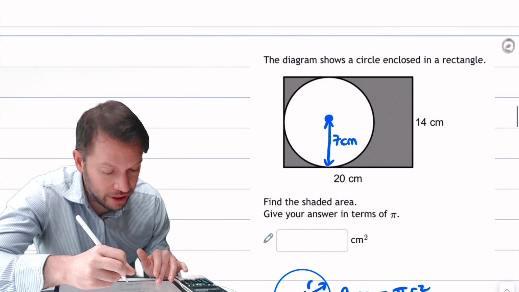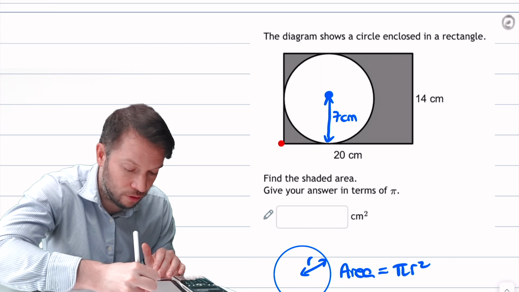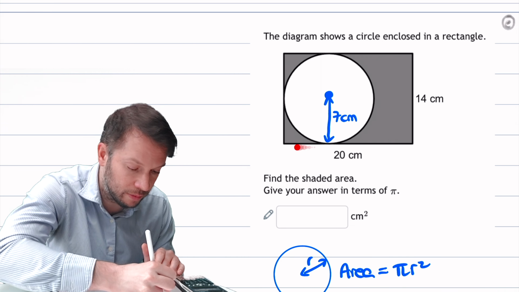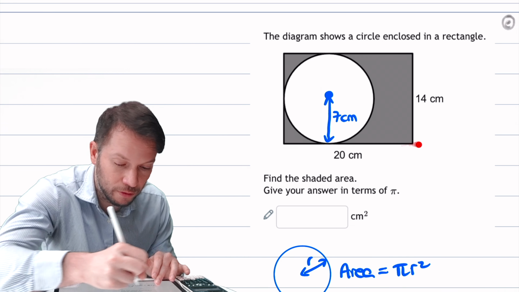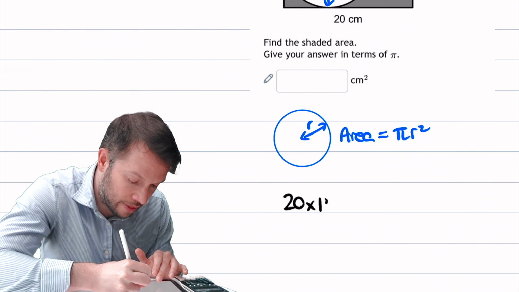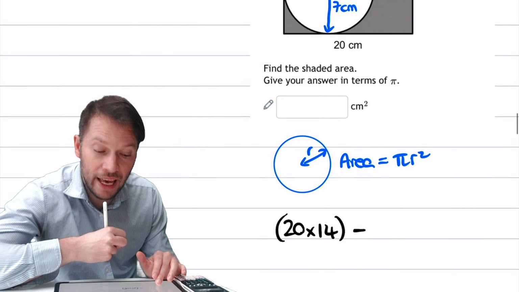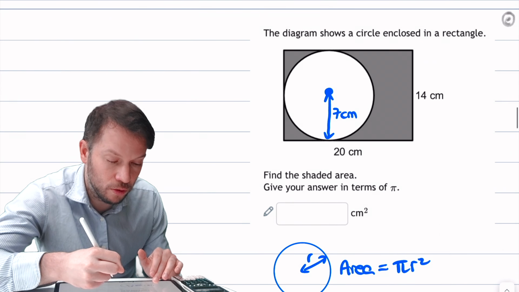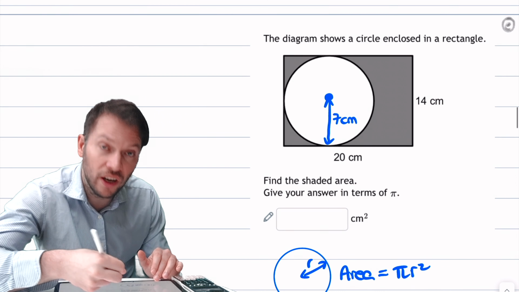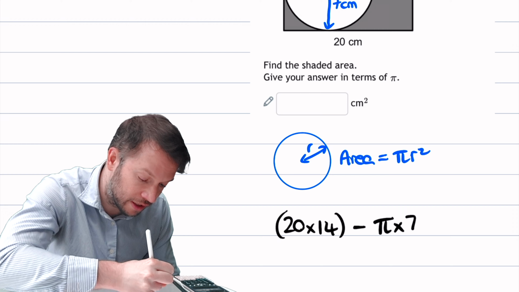So what is this area that we want? We start with the area of the rectangle, which is the length times the height. So 20 times 14. Let's do that. 20 times 14. And then I might as well just put that in brackets. And then I'm going to subtract the area of that circle. Now, the area of the circle is pi r squared, pi times 7 squared, right? So we're making the r 7, pi times 7 squared.